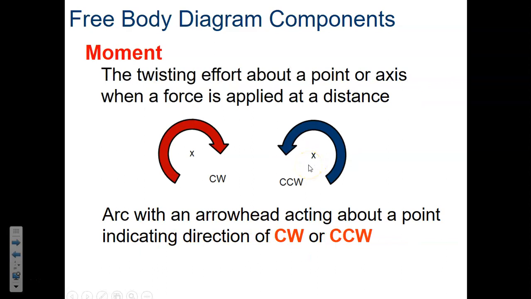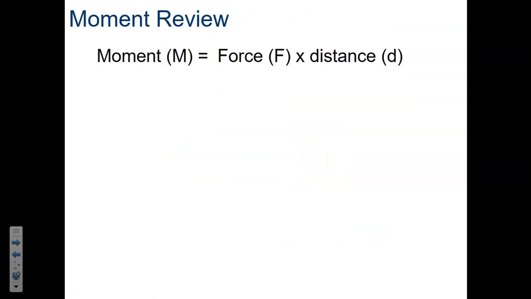So the moment or torque applied to an object has a direction as well. It's the twisting force about an axis of rotation or about a point when a force is applied at a distance from that point or axis. They have directions. We can have clockwise torque, which is not surprisingly the direction that the hands on a clock will move, or we can have counterclockwise, CCW. So that's how we'll handle the direction of a moment or torque.